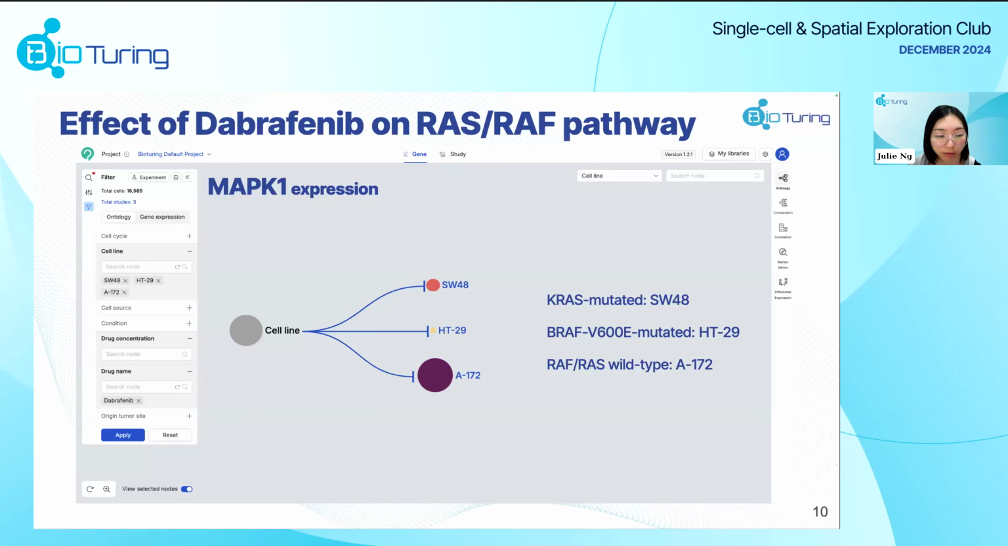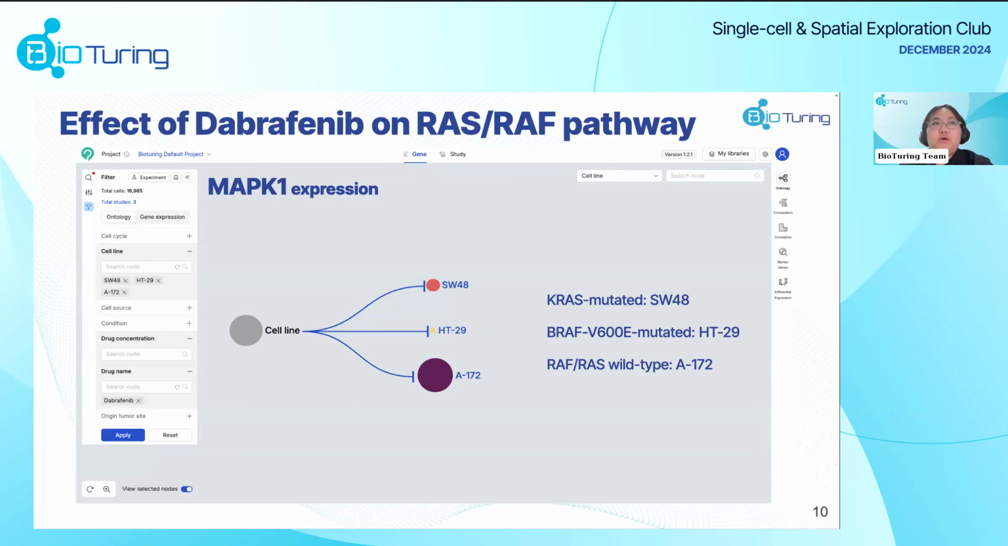And within these cell lines, we have also filtered for the drug name. Each of these cell lines has already been treated with the dabrafenib drug as well. When we query for a specific gene, MAPK1, we're able to see the expression level across these three different cell lines that have been treated by the drug. And notably, we see the least MAPK1 expression in our HT29 cell line, which contains the BRAF V600E mutation. Yeah, thank you, Julie, for sharing some of the findings.